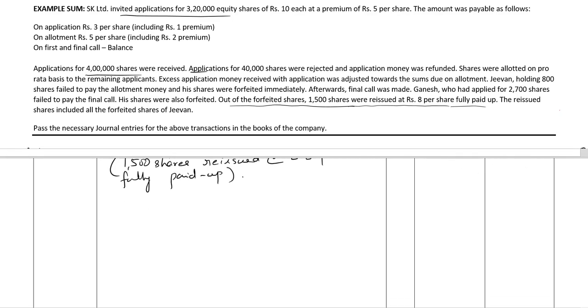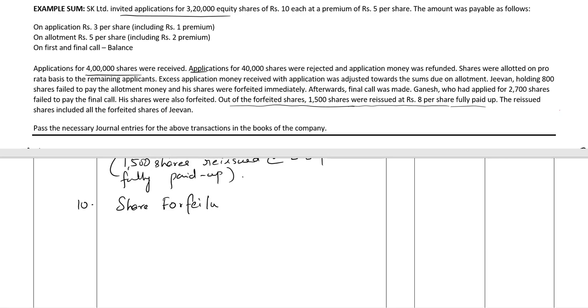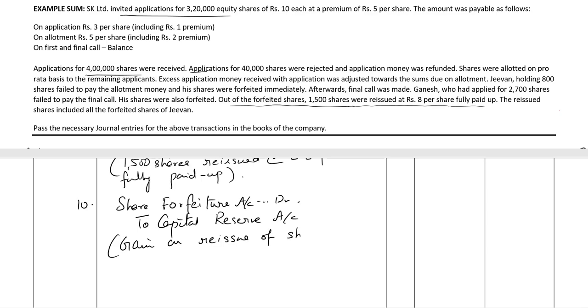The final journal entry, the 10th entry, is to transfer the gain on reissue of the shares to capital reserve. Share forfeiture account debit to capital reserve account. For the gain on the reissue of shares forfeited, transferred to capital reserve.